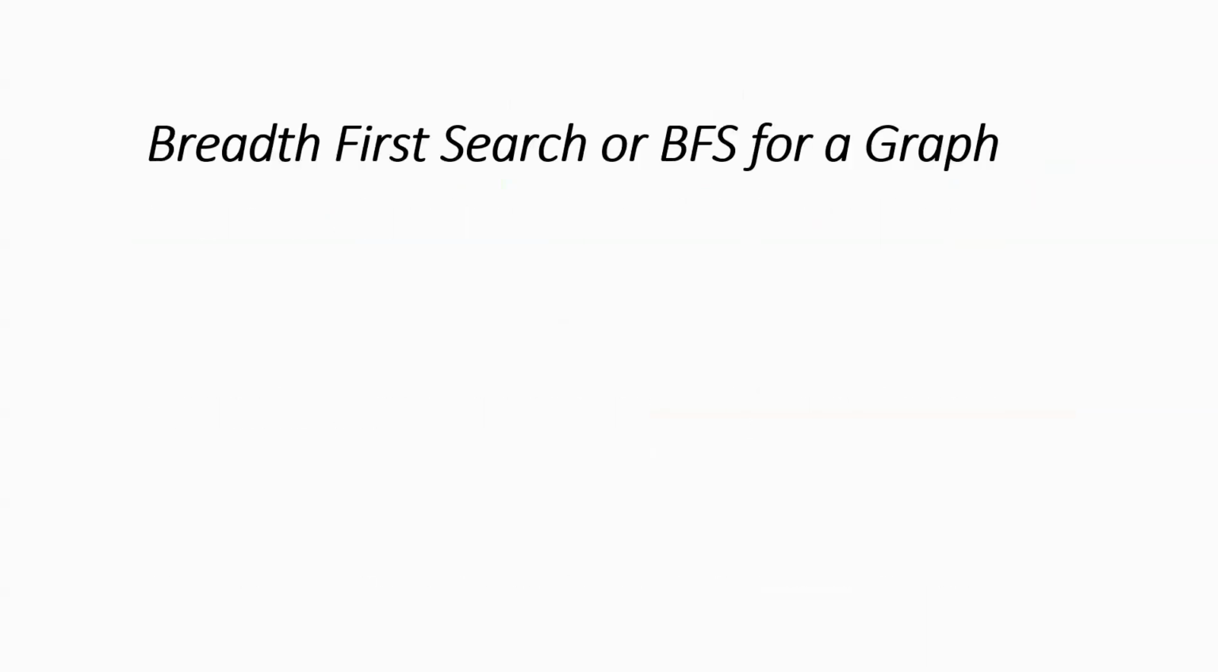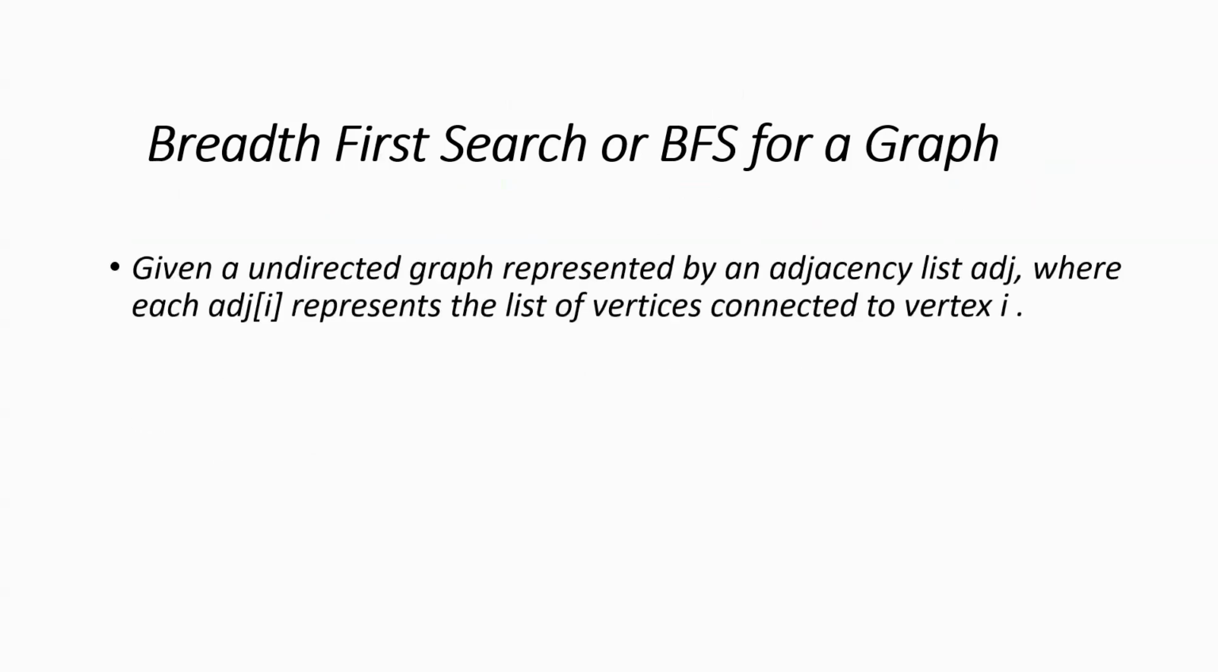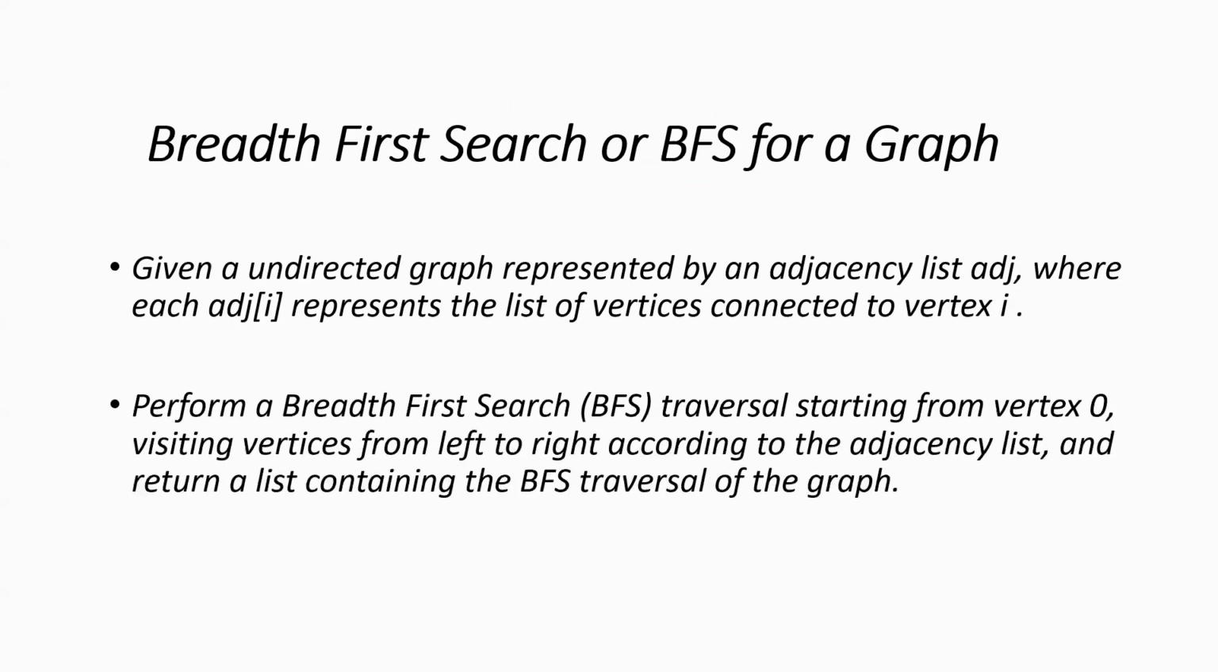So now we take a BFS for a graph. Given an undirected graph represented by an adjacency list, adj, where each adj[i] represents the list of vertices connected to vertex i, perform a BFS traversal starting from vertex 0, visiting vertices from left to right according to the adjacency list, and return a list containing the BFS traversal of the graph.